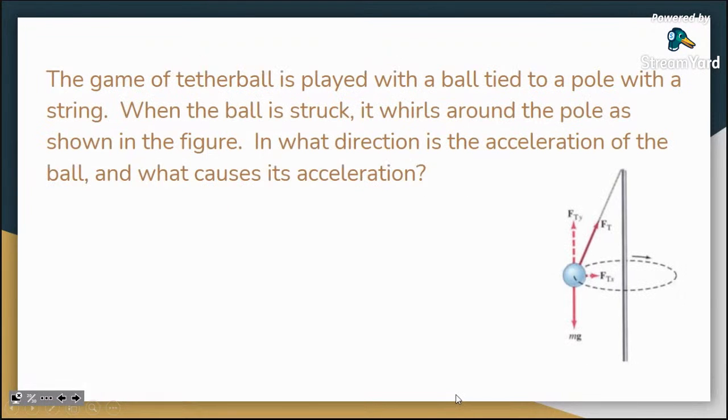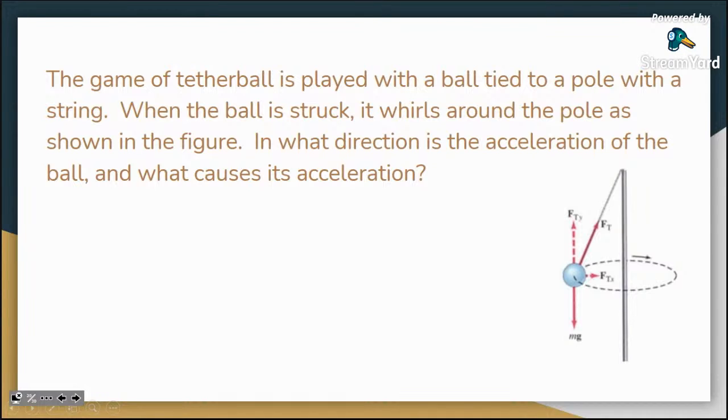So next question, this is just a purely conceptual problem. It asks, in the game of tetherball, where the ball is tied to a pole by a string, when the ball is struck, it whirls around that pole as shown in the figure. In what direction is the acceleration of the ball, and what causes that acceleration? Now, if you're taking AP physics, a lot of times they're going to give you diagrams, and the diagrams give you all the information that you really need.